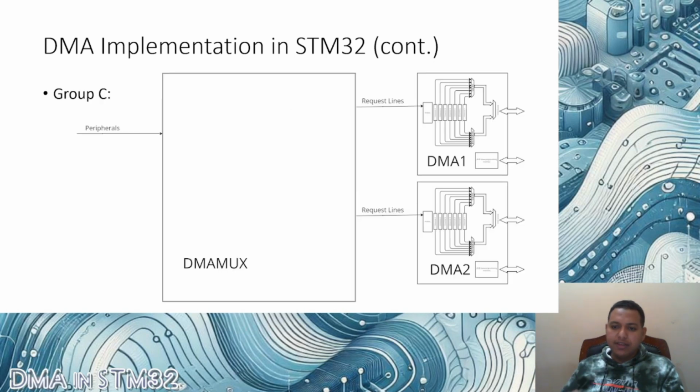What about group C? Group C has the same implementation as group A, but both of the DMAs are connected through something called a DMA mux. A DMA mux is basically a multiplexer that takes all of the peripherals' request lines and programmatically maps them into either DMA1 or DMA2, to whatever channel you want. And this is going to be the maximum level of flexibility out of all of the other implementations.